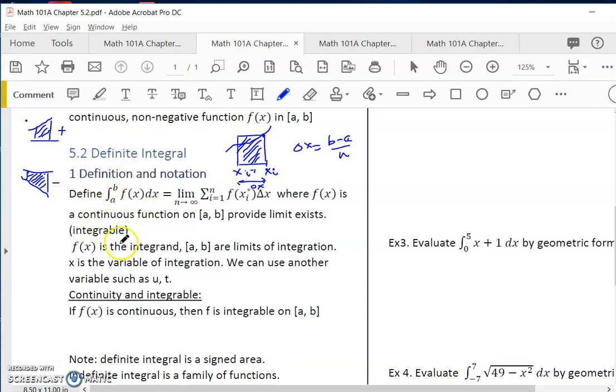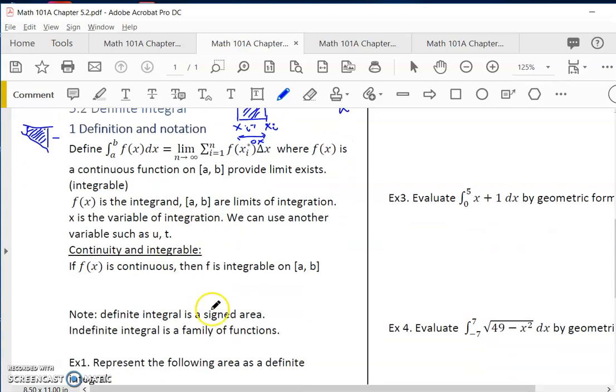Okay, so f of x is called the integrand, the function that bounds the area. a and b are called the limits of integration. x is the variable of integration. So you can use t, you can use u. It's just saying that this is the variable, this is how you name the function. You can use another variable. There is also a finding that if f of x is continuous, then you can actually find the limit. If it exists, then we call f integrable on a, b.